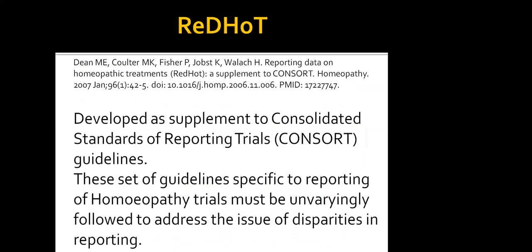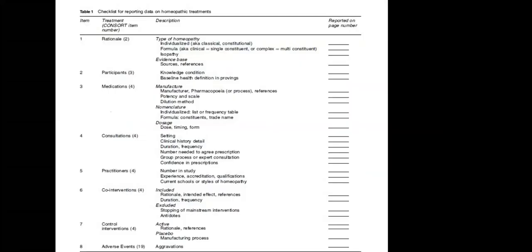These are some of the reporting guidelines. Suppose after conducting the study and our research, the scientists want to publish their studies in journals. So this set of guidelines has to be kept in mind while preparing our manuscript. These guidelines are specific to reporting of homeopathy trials: it's the RedHot guideline for reporting data on homeopathic treatment. It is a supplement to the CONSORT guidelines. CONSORT is Consolidated Standards of Reporting Trials. And these are the checklists. This checklist has to be kept in mind while preparing the manuscript.